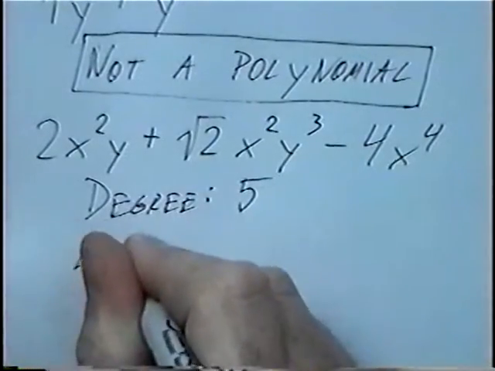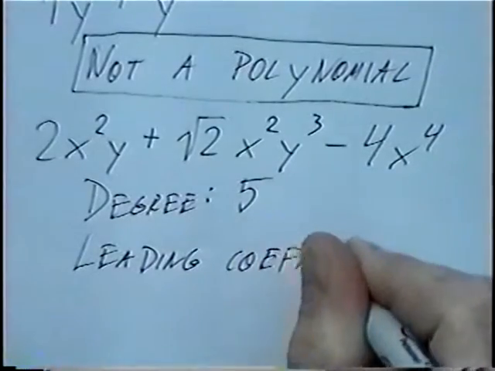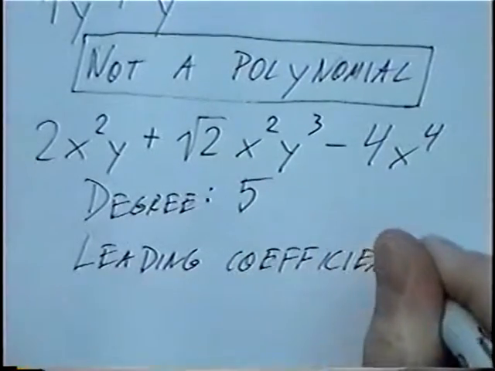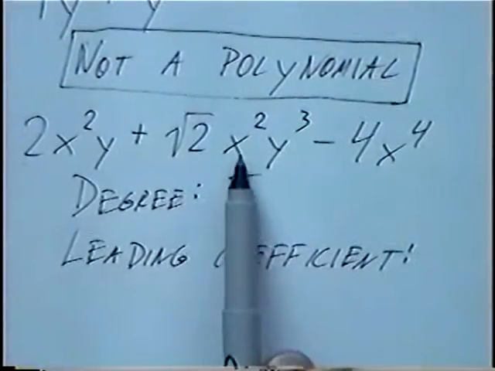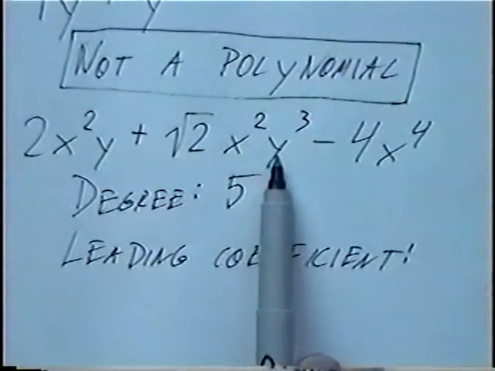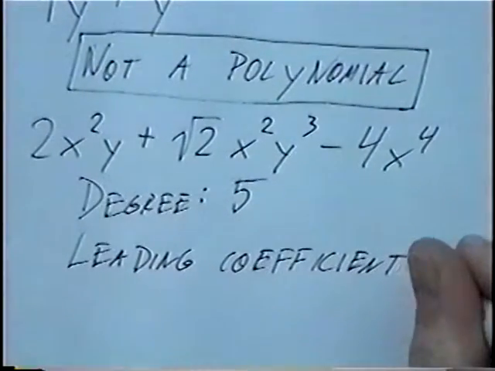And the leading coefficient, again, is the number in front of the term with the degree. X squared y cubed was the degree 5. The coefficient, or number in front, is square root of 2.